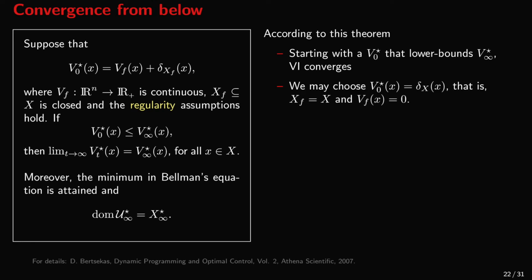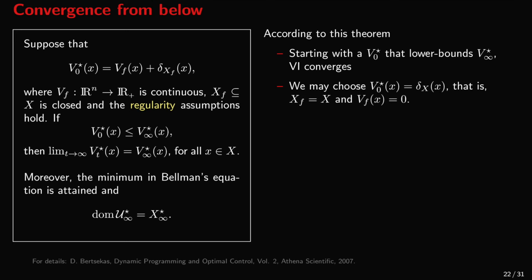Let us now state this dynamic programming convergence result. Suppose that we have a sequence of dynamic programming iterates where v0 star is equal to a continuous function vf plus the indicator of a closed set Xf. Suppose also that the regularity assumptions are satisfied. Then if we can choose v0 star so that it is below v infinity star, the limit of the dynamic programming iterates will be equal to v infinity star. Moreover, the minimum in Bellman's equation is attained and the domain of u infinity star is equal to the domain of v infinity star, which is denoted by X infinity star.